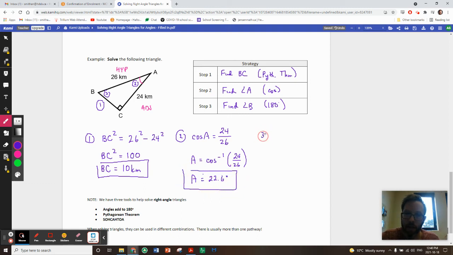And then finally, you could use sine, cos, or tan to find angle B, and it would work. But we could also just do B a little quicker by taking 180 and subtracting our other two angles that we know. And 180 minus 90 minus 22.6 is 67.4 degrees. We've solved that triangle. We know everything about it.